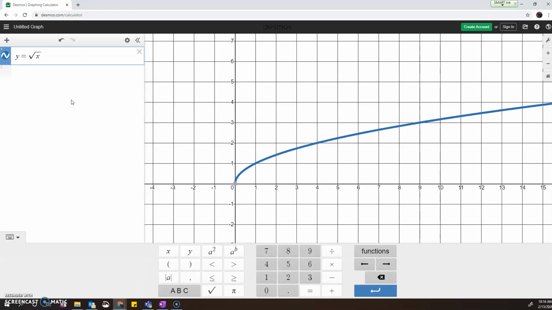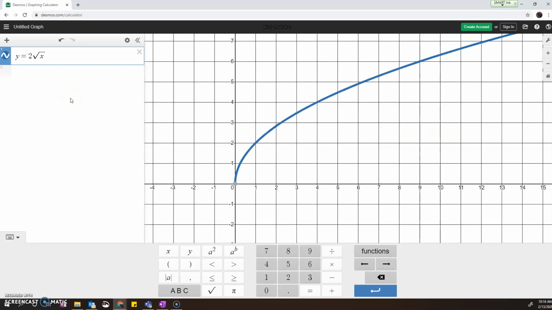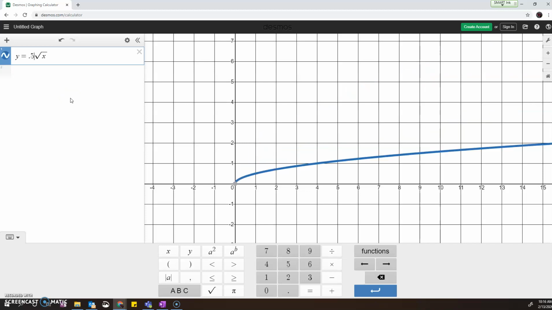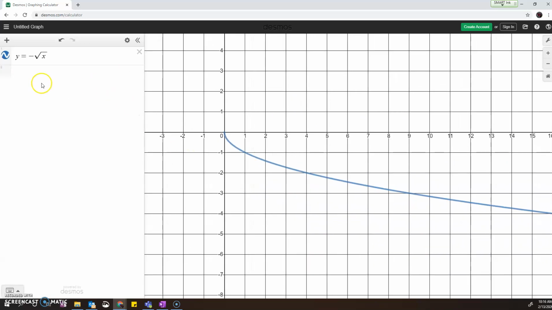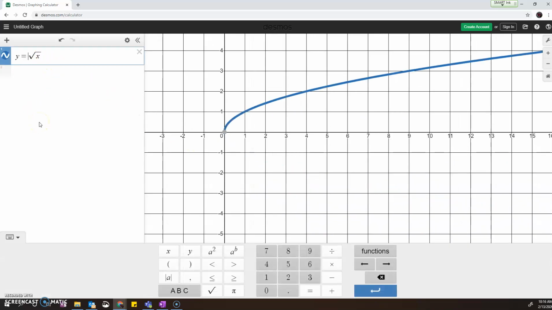If there was a number in front, let's say I make it 2. Ooh, goes up, gets wider. Okay, let's say I make it smaller, 0.5. Oh, makes it smaller. Okay. If I made it negative, what's going to happen? It's going to flip to the bottom. Okay, so that's what a does.